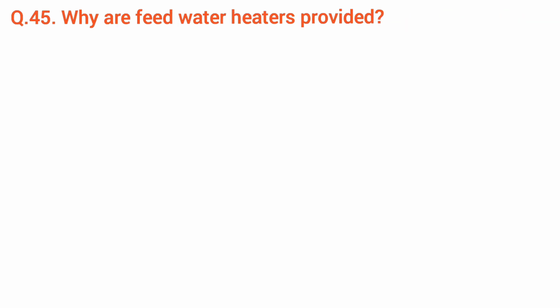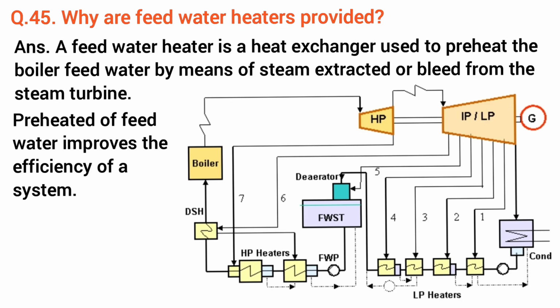Why are feedwater heaters provided? A feedwater heater is a heat exchanger used to preheat the boiler feedwater by means of steam extracted or bled from the steam turbine. Preheated feedwater improves the efficiency of the system.